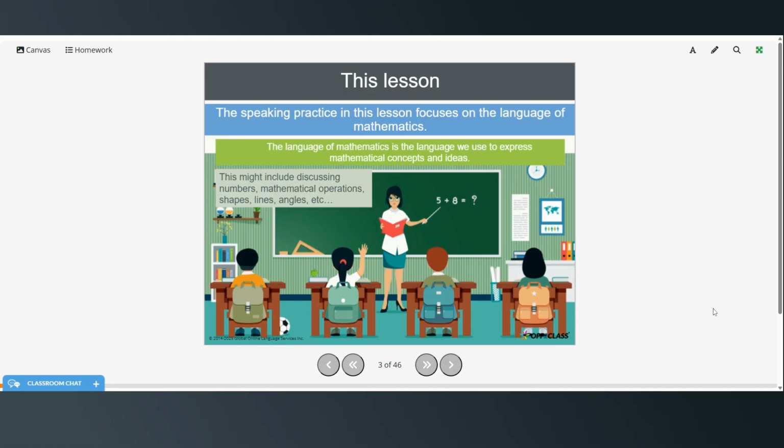So the speaking practice in this lesson focuses on the language of mathematics. The language of mathematics is the language we use to express mathematical concepts and ideas. This might include discussing numbers, mathematical operations, shapes, lines, angles, etc.